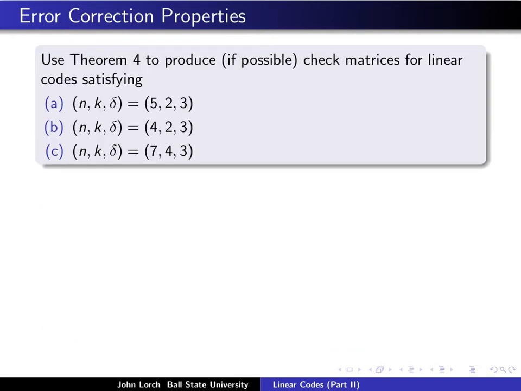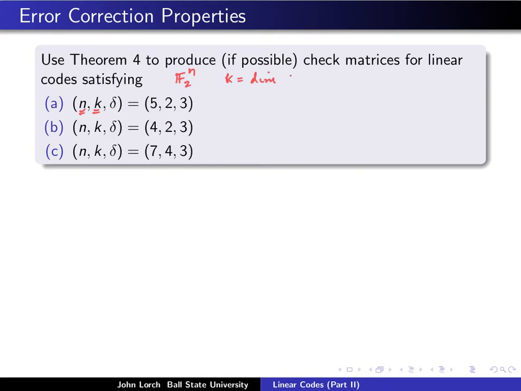Okay, let's use theorem 4 to produce, if possible, check matrices for linear codes satisfying certain parameter values. So here in each of A, B, and C, we see these parameters n, k, delta. So n means that our code is going to live within strings of length n. K is the dimension of the code. So remember, the code itself is not all of the strings F2^n. It's some subspace of F2^n of dimension k.